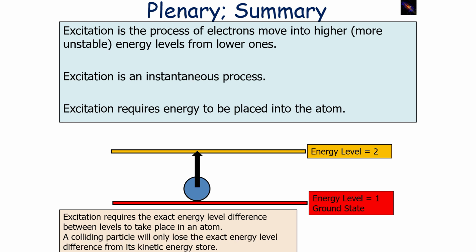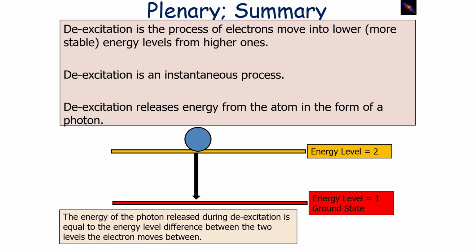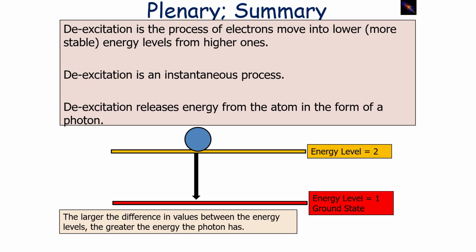A colliding particle such as an electron will only lose the exact energy level difference from its kinetic energy store. Now de-excitation is the process of electrons moving into lower energy levels from higher ones. De-excitation is an instantaneous process. De-excitation releases energy from the atom in the form of a photon. The energy of the photon released is equal to the energy level difference between the two levels the electron moves between. The larger the difference in values, the greater the energy the photon has.